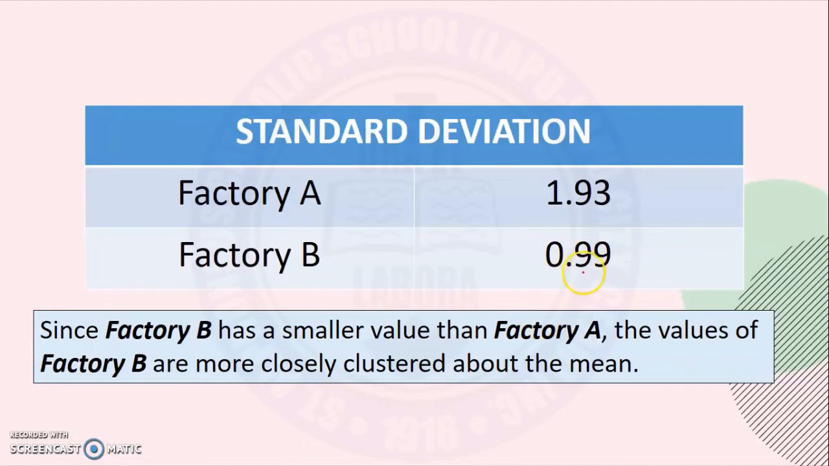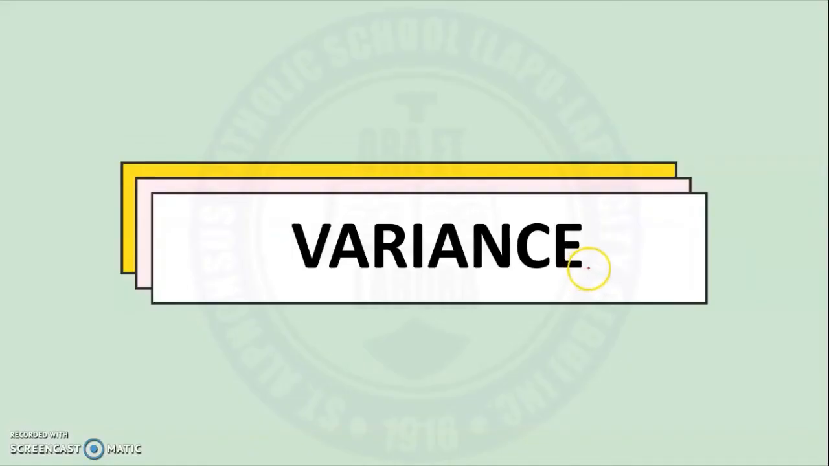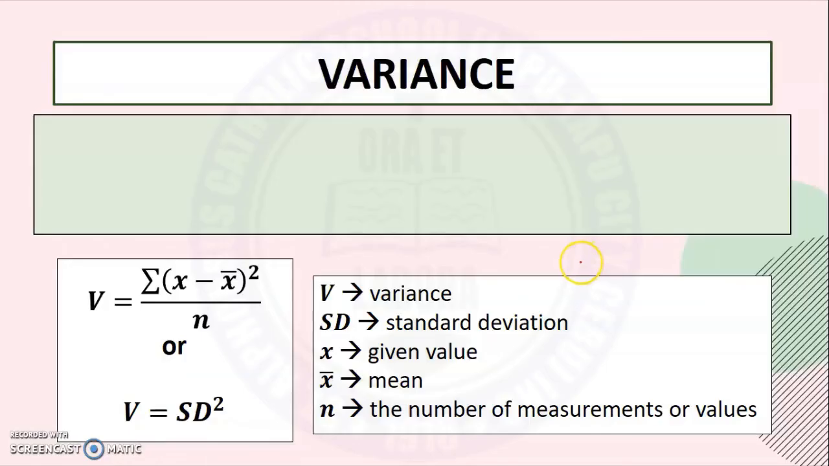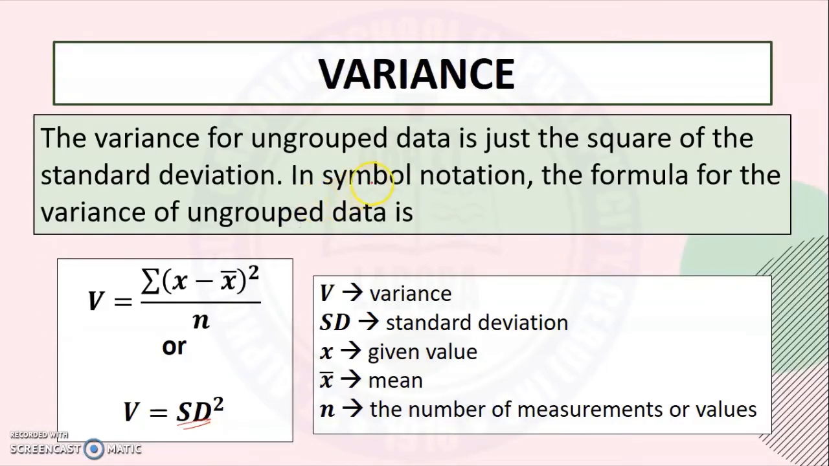Now, let's solve for variance. What is variance? This is the last measure of variability. And the variance for ungrouped data is just the square of the standard deviation. In simple notation, the formula for the variance of ungrouped data is the variance equals the sum of x minus mean squared divided by n, or variance is just the square of SD, or standard deviation.